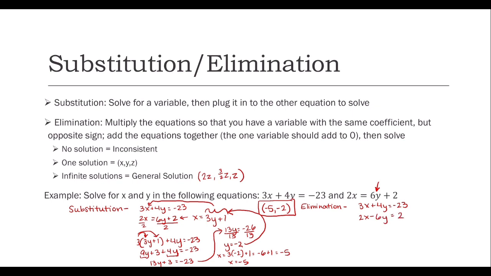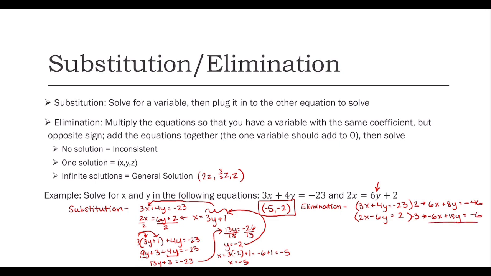So let's get our x's to be the same. So our least common multiple between 3 and 2 is 6. So we'll multiply the first equation by 2 and the second one by 3. And then we need to have the opposite sign, so we'll make one of them negative. So we'll make the second one a negative 3. So our first equation, when you multiply it, you get 6x plus 8y equals negative 46. And the second one becomes negative 6x plus 18y equals negative 6.